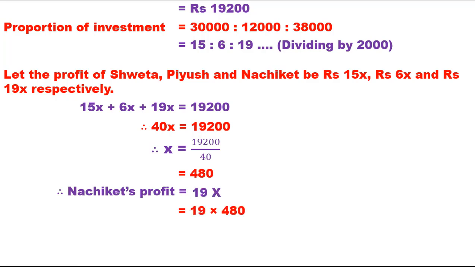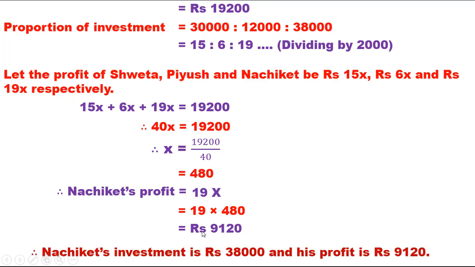Nachiket's profit is equal to 19x. 19 into 480 is equal to 9,120 rupees. Nachiket's investment is rupees 38,000 and his profit is 9,120.